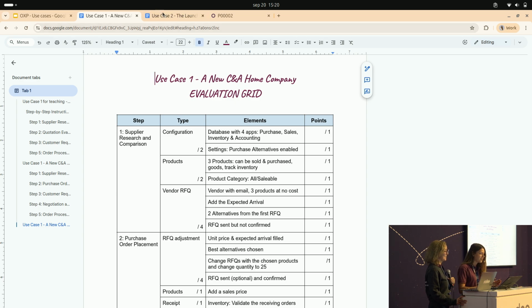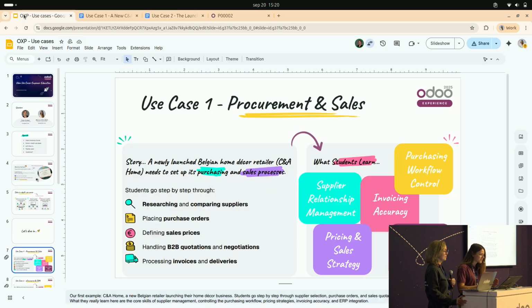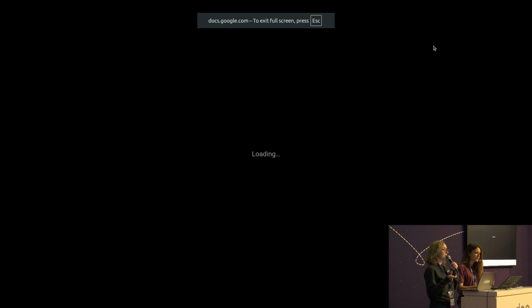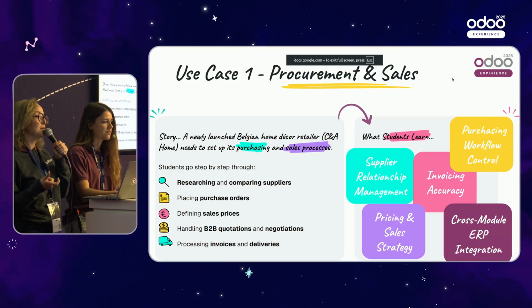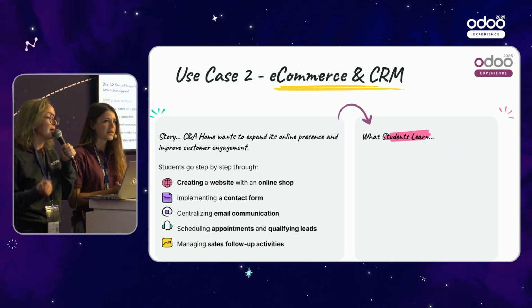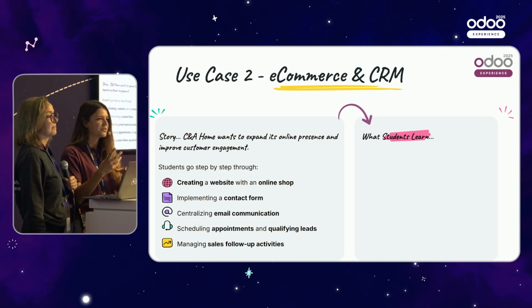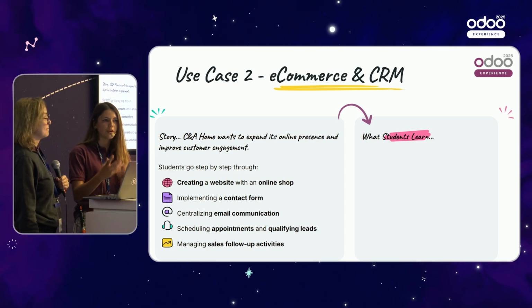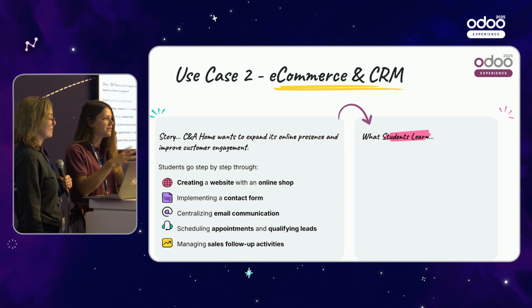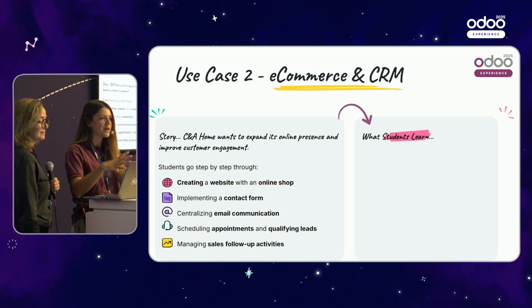We have the same for the second one about the launch of CNA Home eCommerce. In this case, we want to go further and have an online presence. It's already a bit more complex than the first one. That's something that we try to do, create a little bit of complexity every time, and also link them to each other. Not every use case is related to the first one, but for the first 2 or 3 use cases, we wanted them to have a coherence, so that it's a workflow, like a company growing.